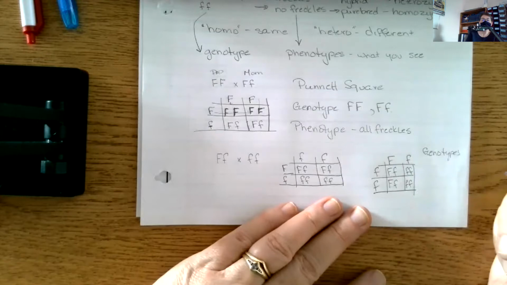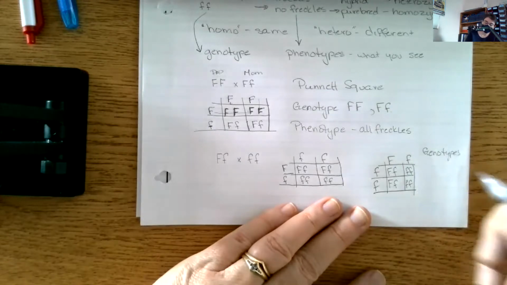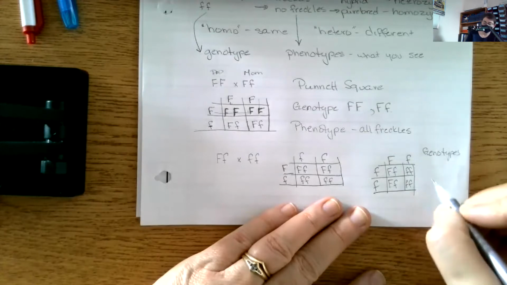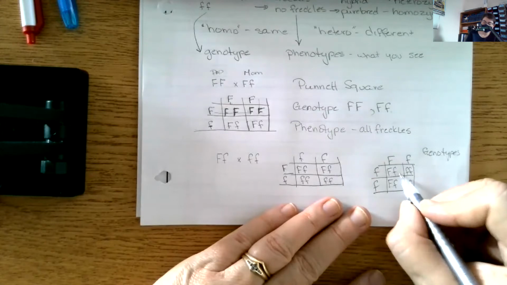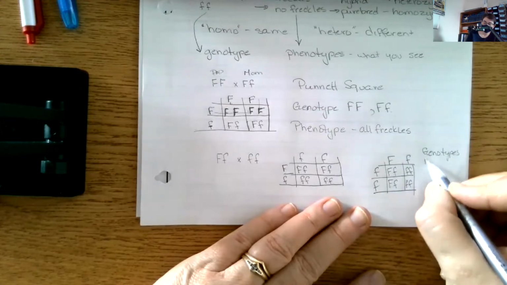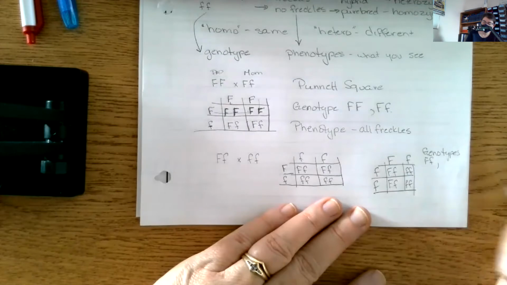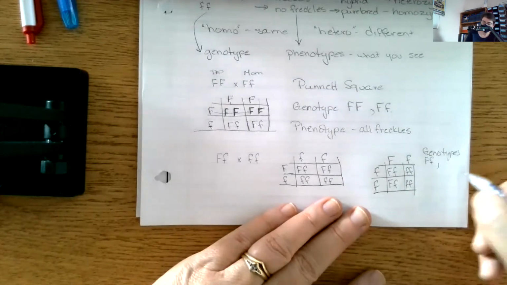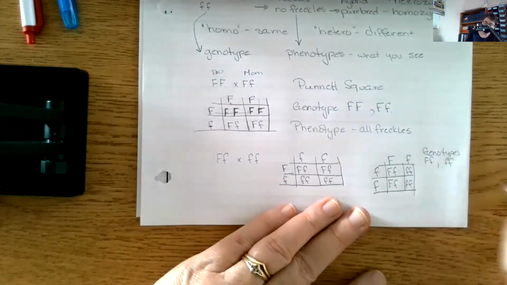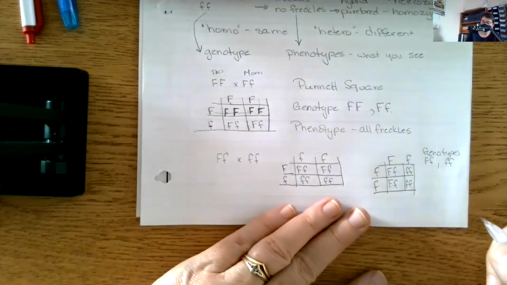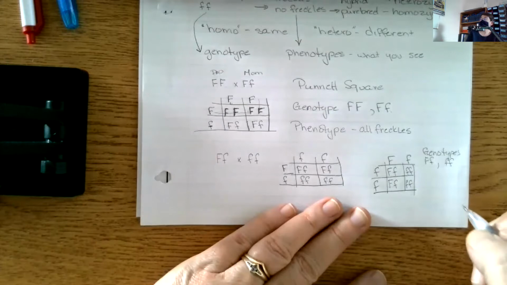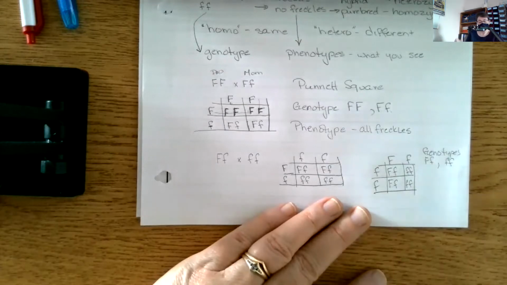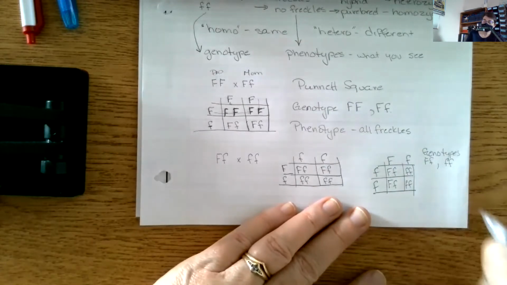What different combinations of letters do we have this time in the babies? More little F. Okay, but tell me about the combinations, the different ones that we have. Okay, the big F and little F. So that's one genotype. What's the other one? Little F and little F. Excellent. I don't want to write those, I'm just saying what they are. I would mark what you said completely right.